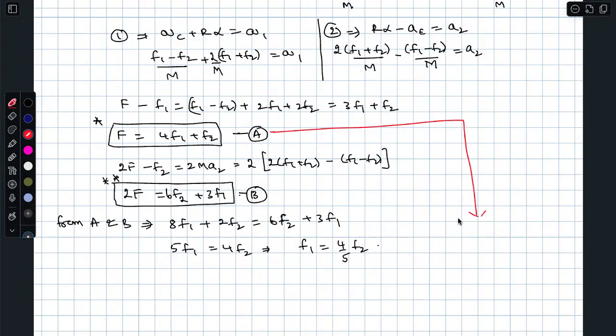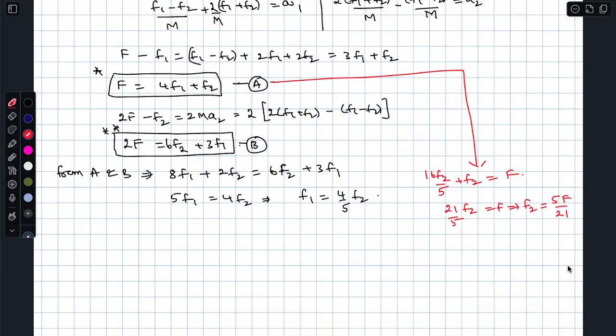Okay. Now what do A implies with this? 16F2/5 plus F2 is F. So therefore 21F2/5 is F, implies F2 is 5F/21. It is done. F2 is known, so F1 is known. So what is F1? 4/5 times 5/21 F, 4F/21. Right.